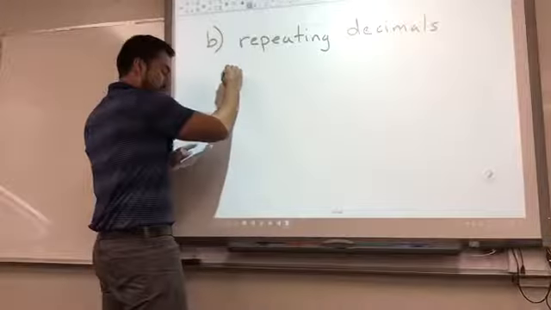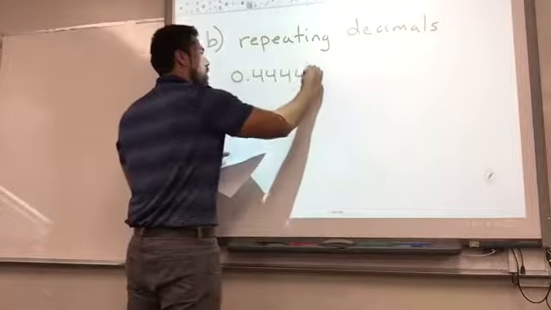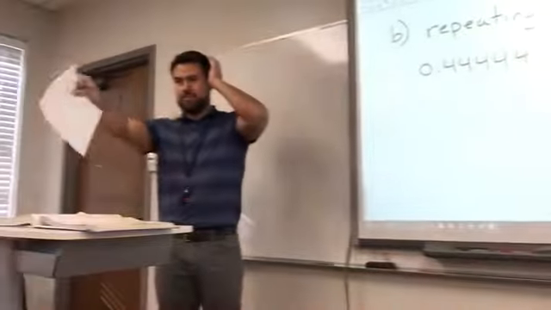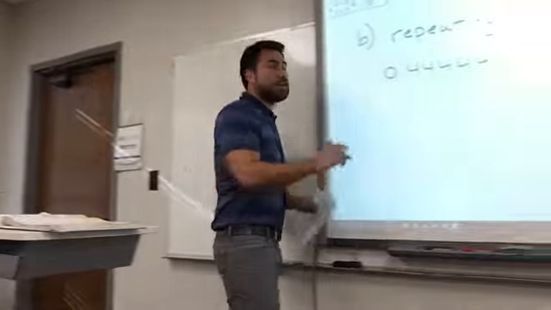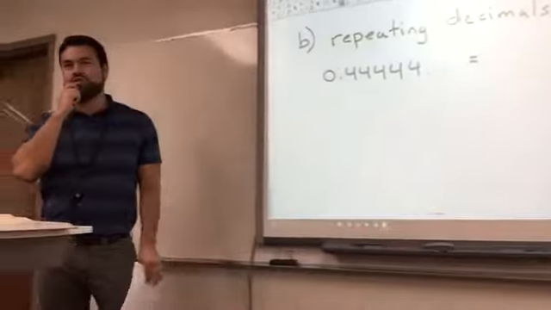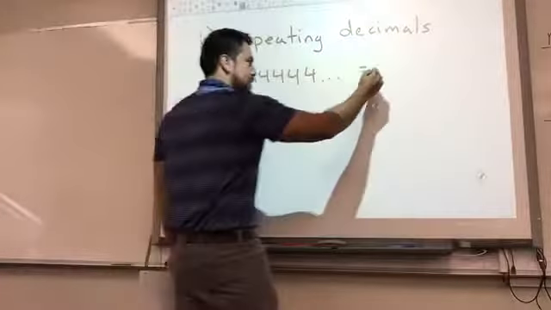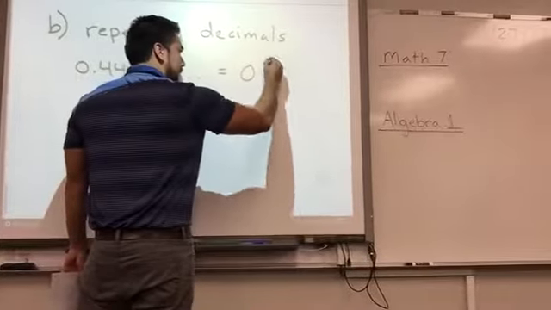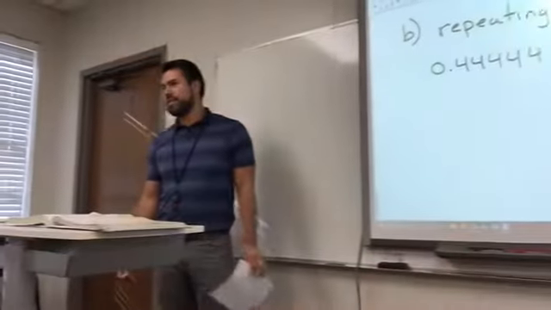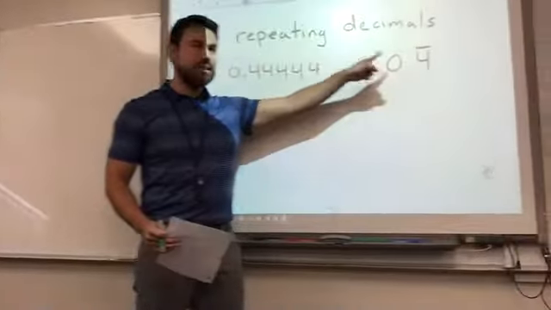So one example of a repeating decimal would be 0.44444 dot dot dot. What does the dot dot dot mean? Yes, ma'am? Keeps going on and on. So the way I write this repeating decimal number is by using what's technically called a repeating bar or a repetend bar. This right here means this.